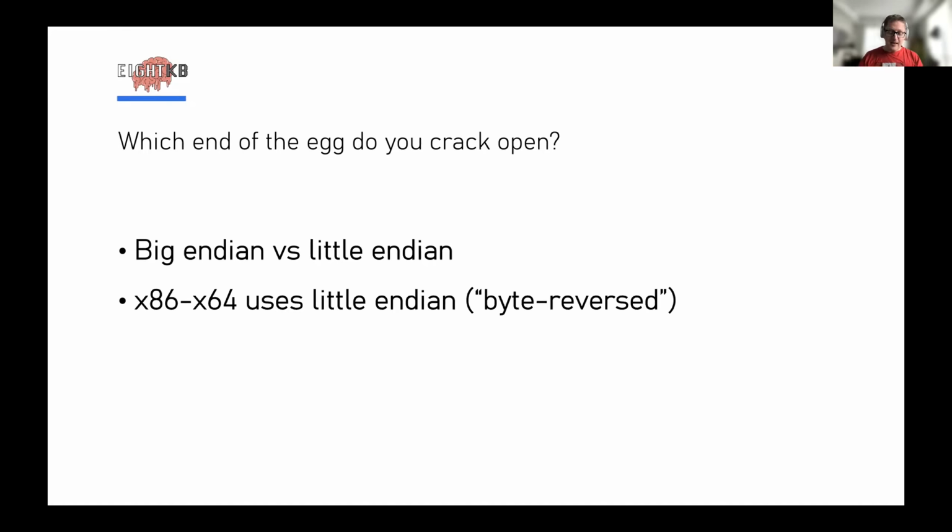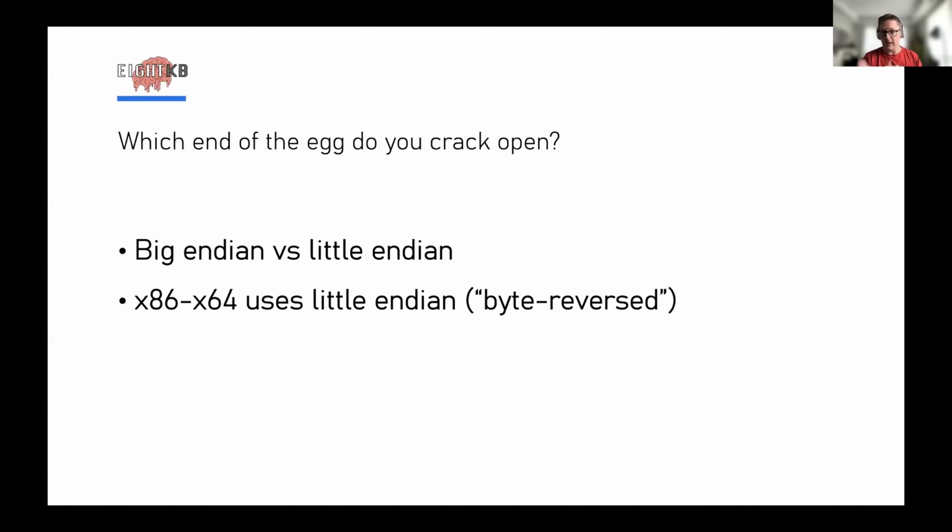That said, Intel and AMD use, in their x86 and x64 architecture, little endian. In other words, everything that is on disk is flipped around, because everything in memory is flipped around, because that's what they did in the 70s with the CPU design of the Intel x86. So everything you see in memory is flipped.